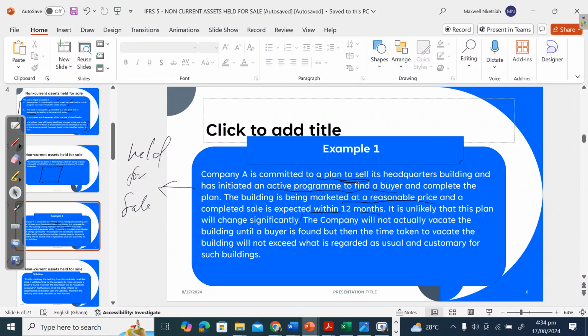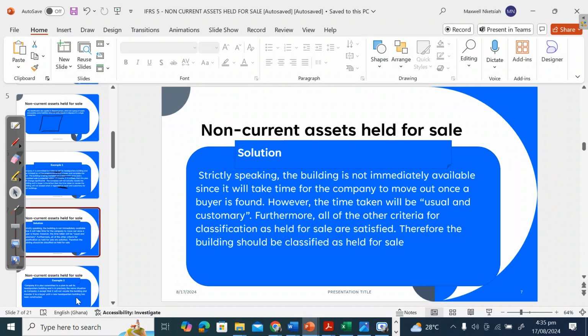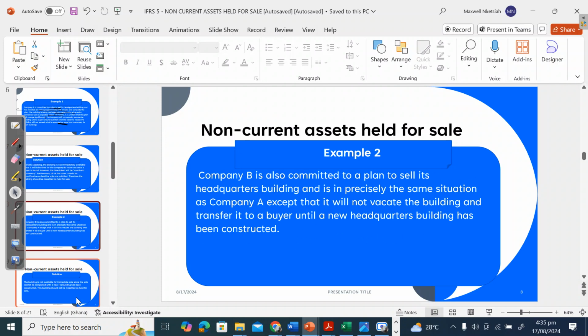Okay, and it went on to say that the period for them to relocate or move out of the building is not something material, or it's not going to take so long. Okay, so at the end of the day, we can conclude that this headquarters building can be classified as held for sale. Okay, so that is it.